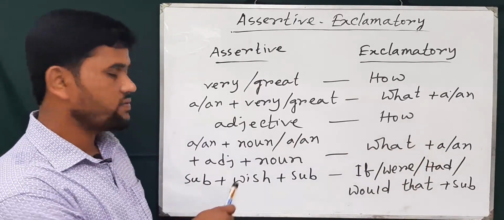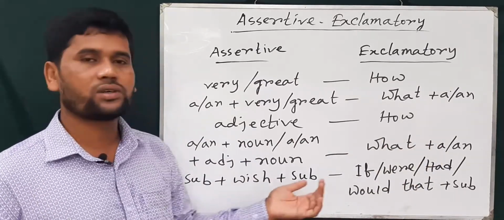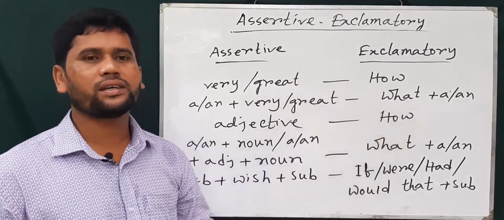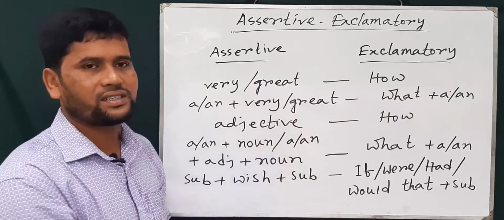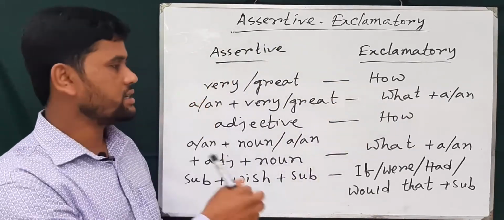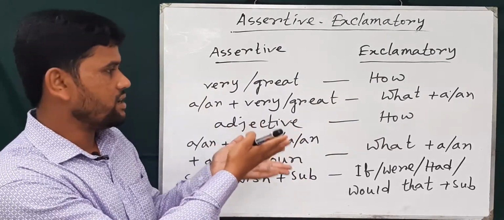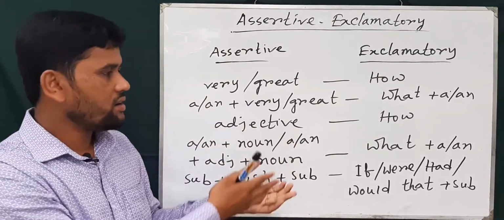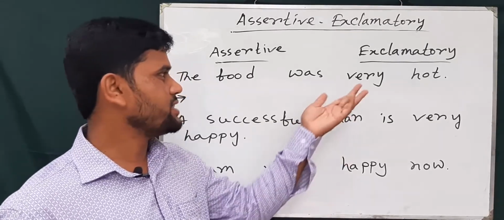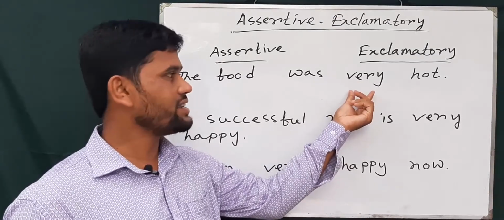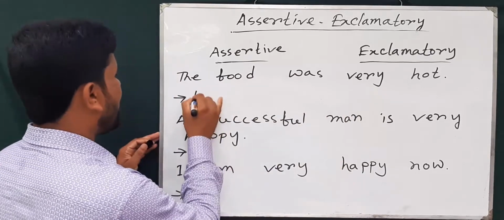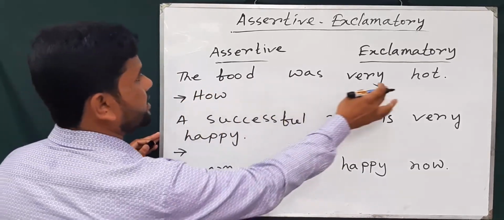When you find subject plus wish plus subject in an assertive sentence, you can use if, where, had, or would, that plus subject at the very beginning of an exclamatory sentence. So vice versa, you can change from assertive to exclamatory or exclamatory to assertive by following these words or phrases. Okay. So my dear student, I have already mentioned that when we find very or great in an assertive sentence, we use how and the adjective.